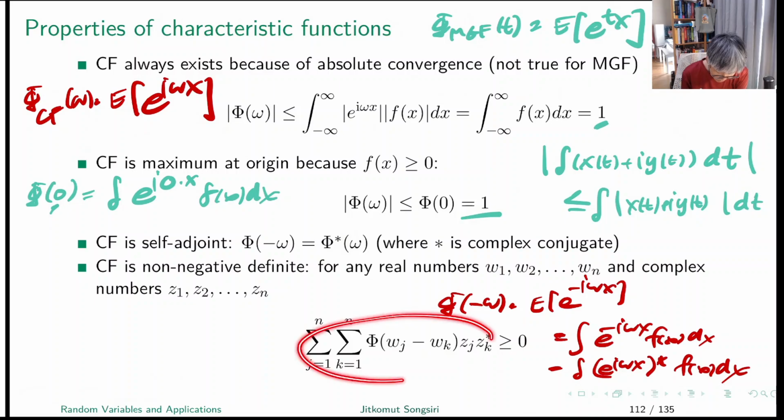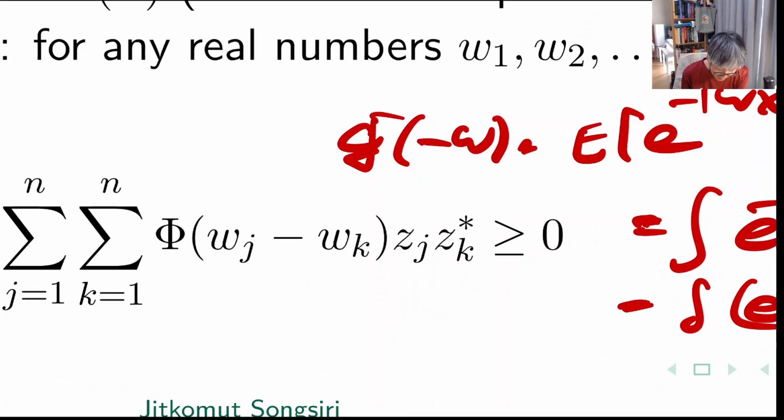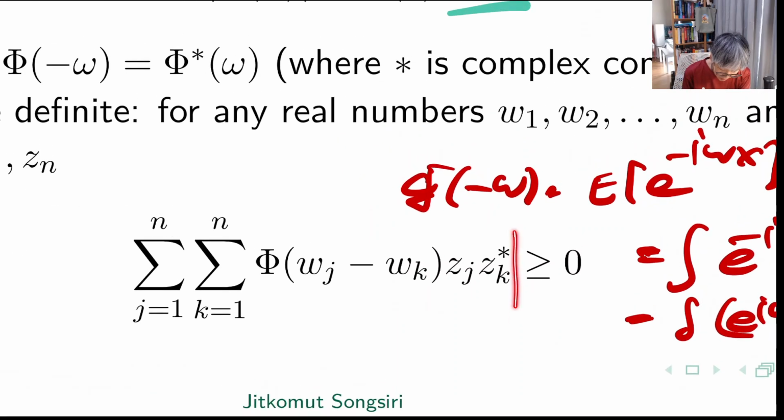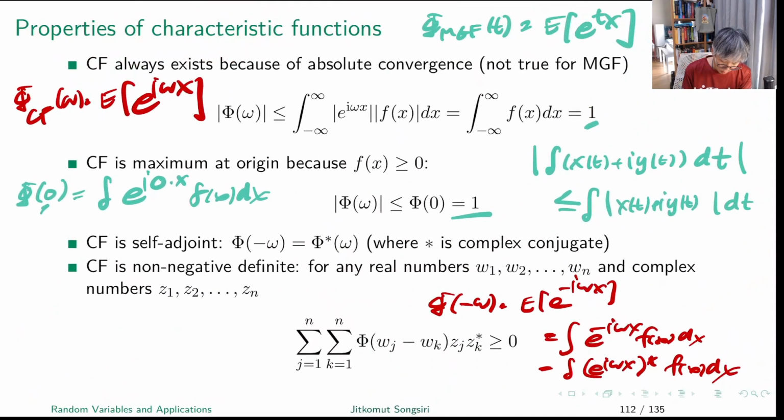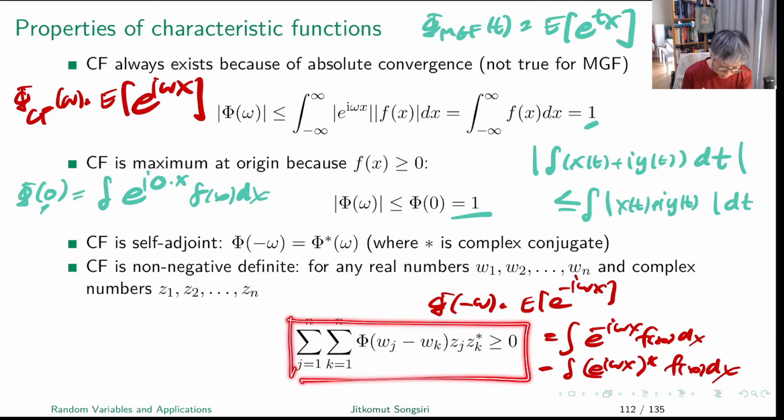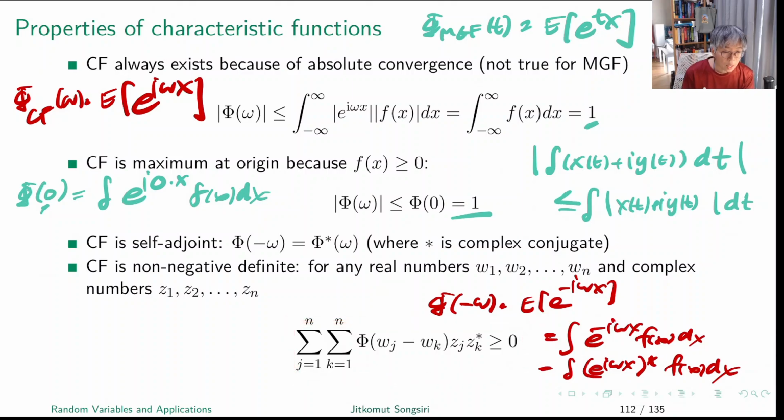You can take a look at this as a function of z, where phi is a coefficient. Because you have a double sum, it looks like a quadratic function of z_j. It turns out that this quantity is always non-negative. Why is this double sum property very useful? It has connections with a lot of things. You're going to see similar results with the autocovariance function when you learn about random processes.